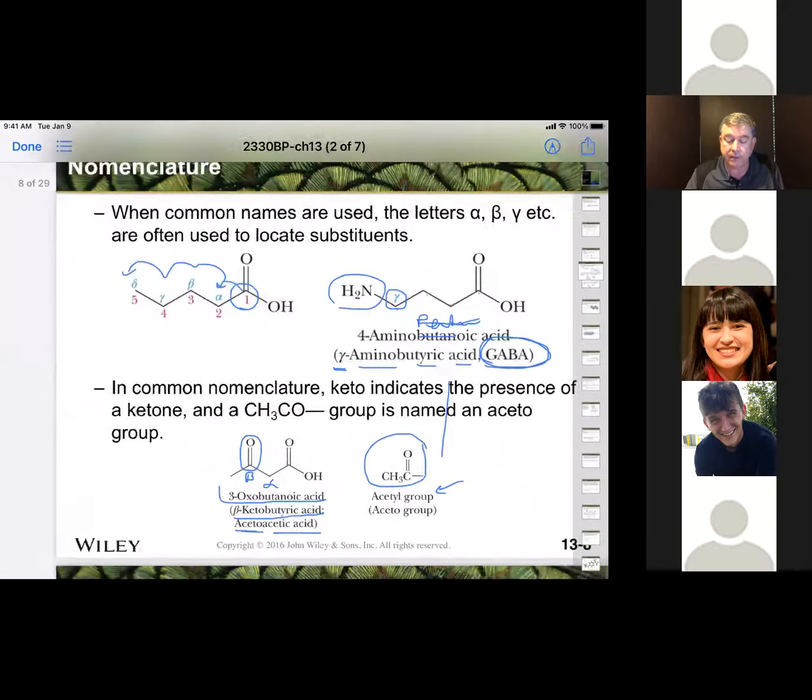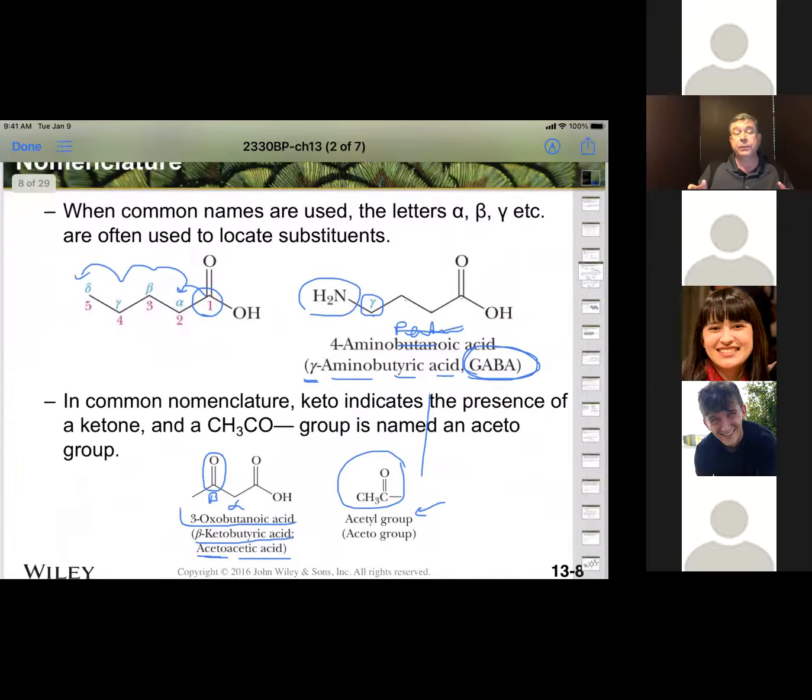Okay, so we have the regular nomenclature, which is easy to do. We have the alpha, beta, gamma nomenclature, and we're going to hit that again in the next chapter when we talk about esters.